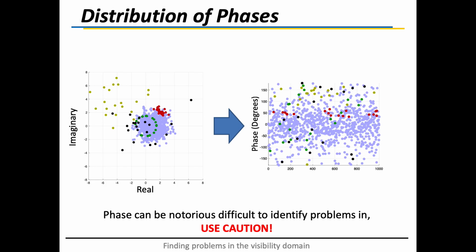It's very, very difficult in this very noisy distribution to see where outliers exist. In fact, you really can only use phase as a discriminator between good and bad data when you have really, really good signal to noise and very well calibrated data. So use caution with it, because just like mucking with the amplitudes, flagging good data in amplitude can lead to problems. Flagging good data in phase can also lead to very big problems.